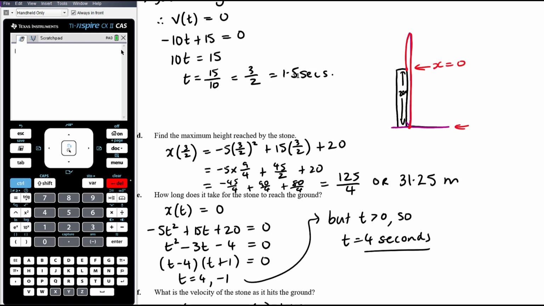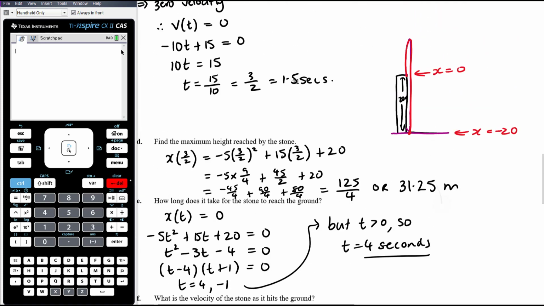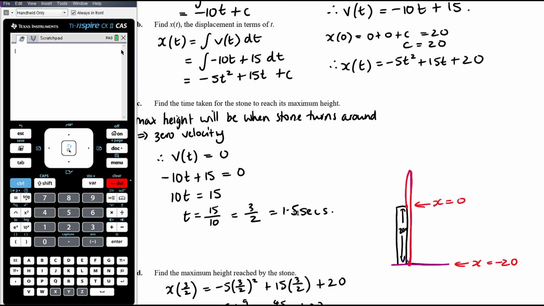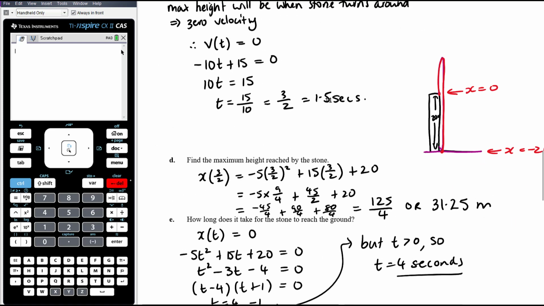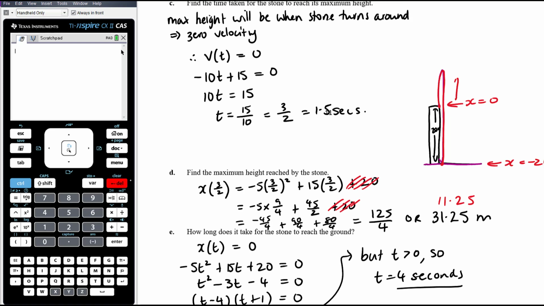Therefore this would be displacement of negative 20. That would mean when you found your displacement equation, which was here in part B, you would have had no plus 20 here because initial displacement was 0. Then when you found the time of the maximum height, that's fine. Then when you subbed x equals 3 on 2 into your displacement equation to find the maximum height, you would have found that the maximum height was only 11.25 meters because you wouldn't have had the plus 20 on the end. That wasn't giving you maximum height. That was giving you the displacement relative to where you threw it from.